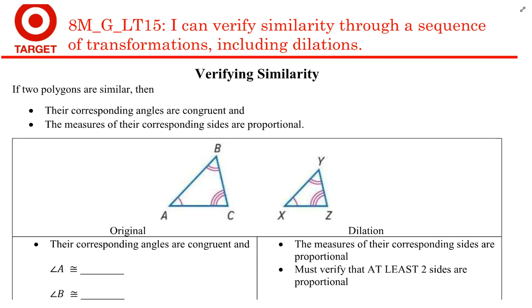So, to verify similarity, if you have two polygons that are similar, then the fact that we know is true is that their corresponding angles are congruent and the measures of their corresponding sides are proportional, meaning if I set up multiple ratios, the ratios all simplify to the same value.